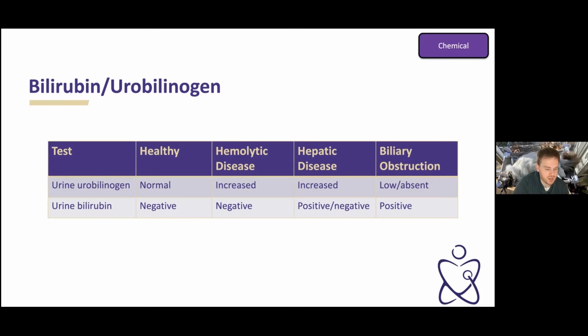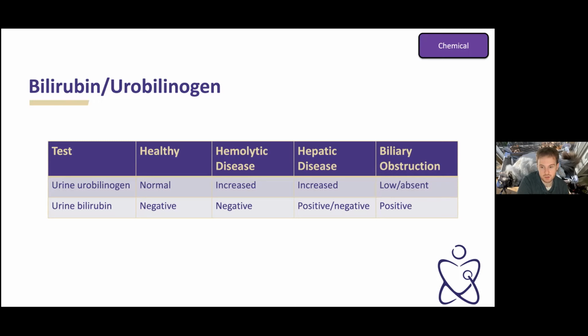Here's a table that looks at what's going to be going on with folks. Obviously in the healthy category, things should be normal and negative. In hemolytic diseases, like I just said, the urobilinogen should be increased and the urine bilirubin should be negative in the absence of liver disease. For hepatic disease, they both can be positive. And for biliary obstruction, like I'd already said, urobilinogen should be low or absent, and then urine bilirubin should be positive.